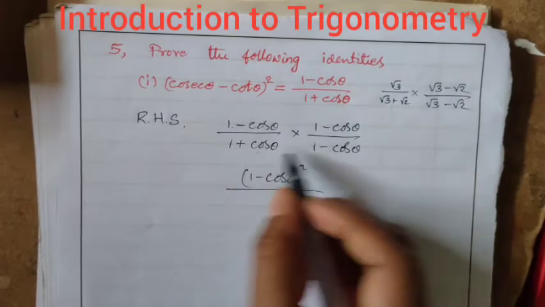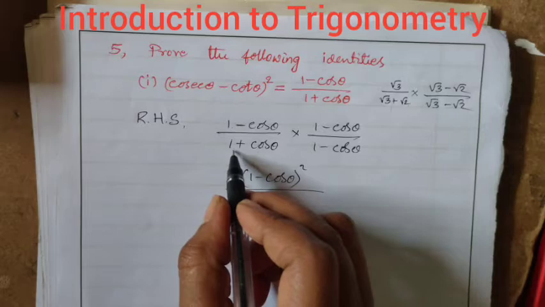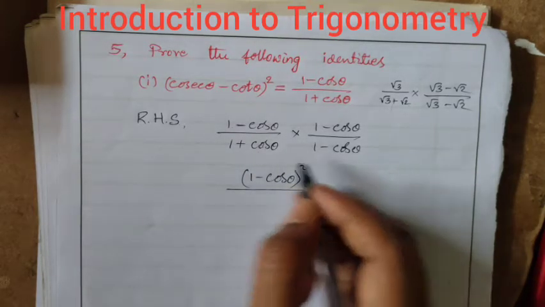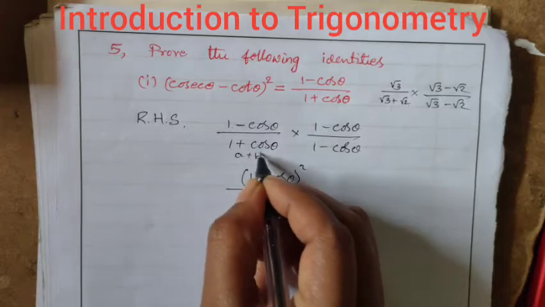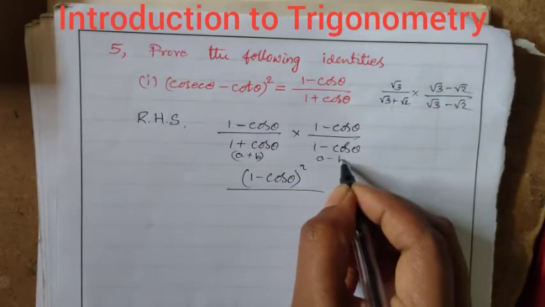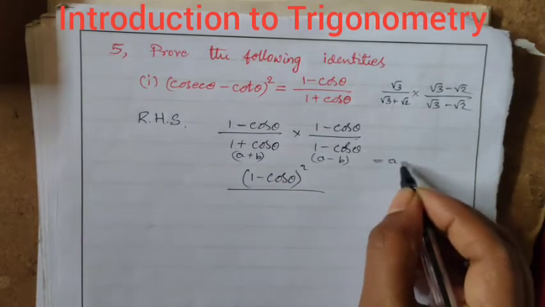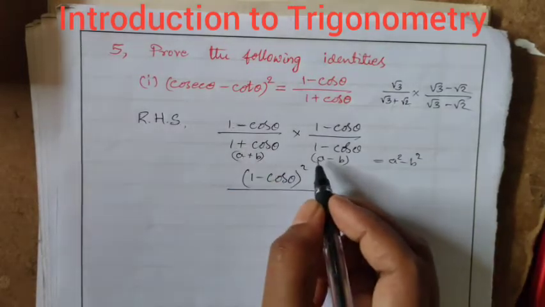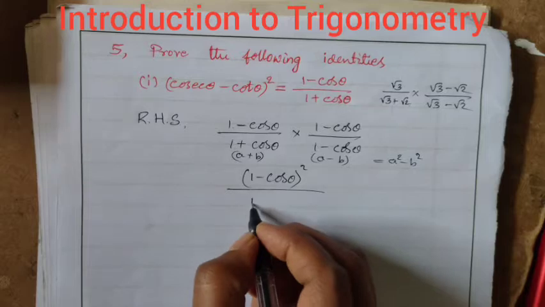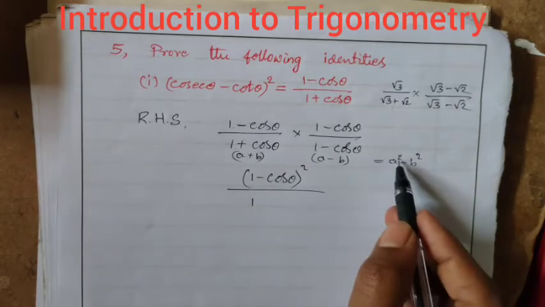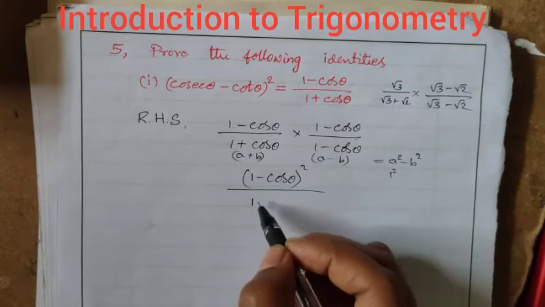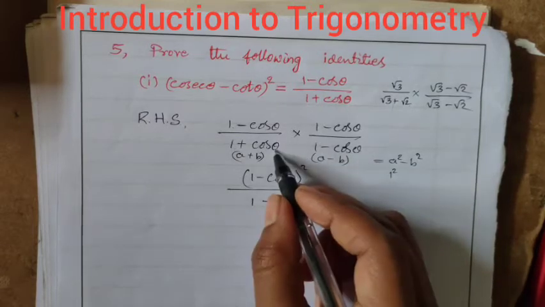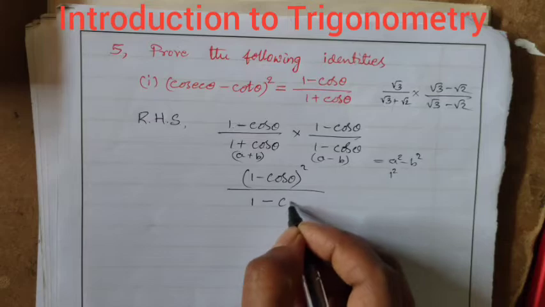You can observe the denominator. What happened? 1 plus cos theta into 1 minus cos theta. It is nothing but a plus b into a minus b. A plus b into a minus b is equal to what? A square minus b square. So what is a? In place of a is what? 1. So 1 square is there. What is the value of 1 square? 1 square value will be 1. Minus, in place of b is what? Cos theta. So the b is what?